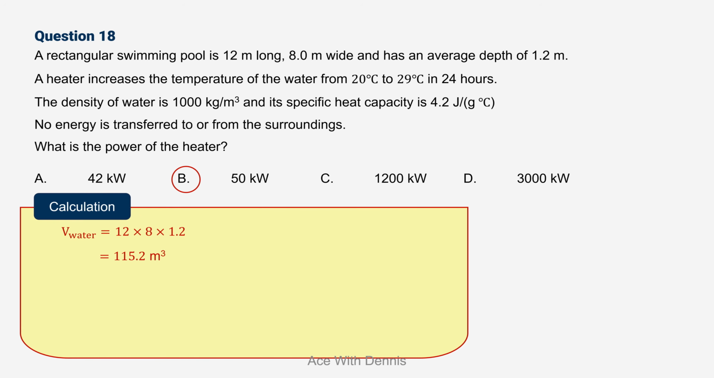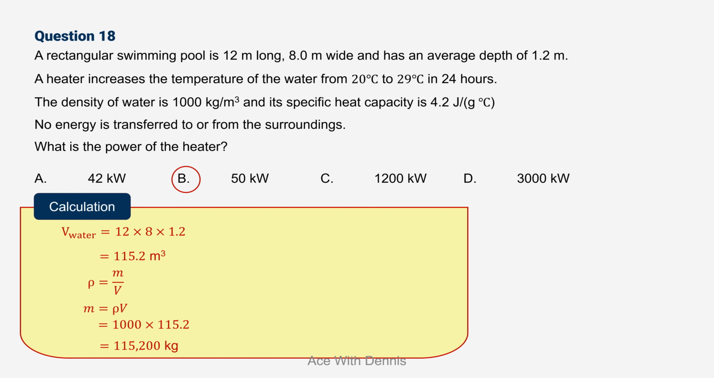Next, we know that the formula of density is rho equals mass m divided by the volume V. So to calculate the mass, it will be rho V. Given that rho is 1000 and the volume we calculated is 115.2, multiplying these two values together, we'll get 115,200 kg.